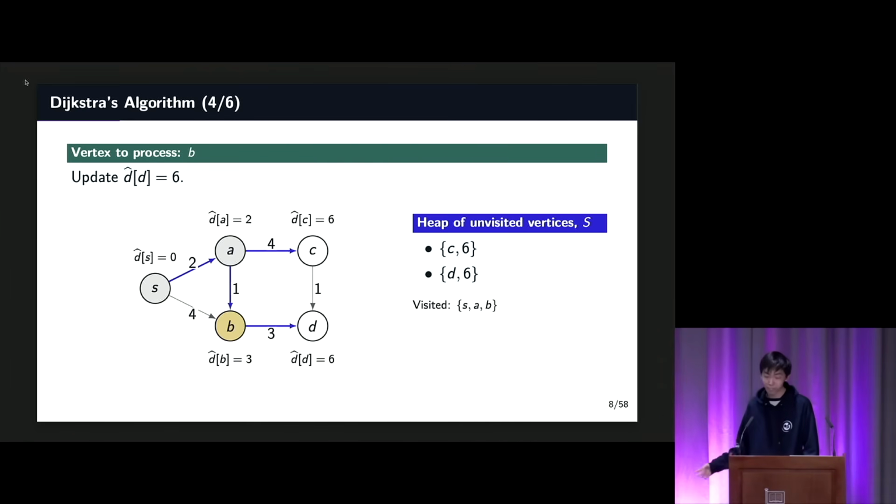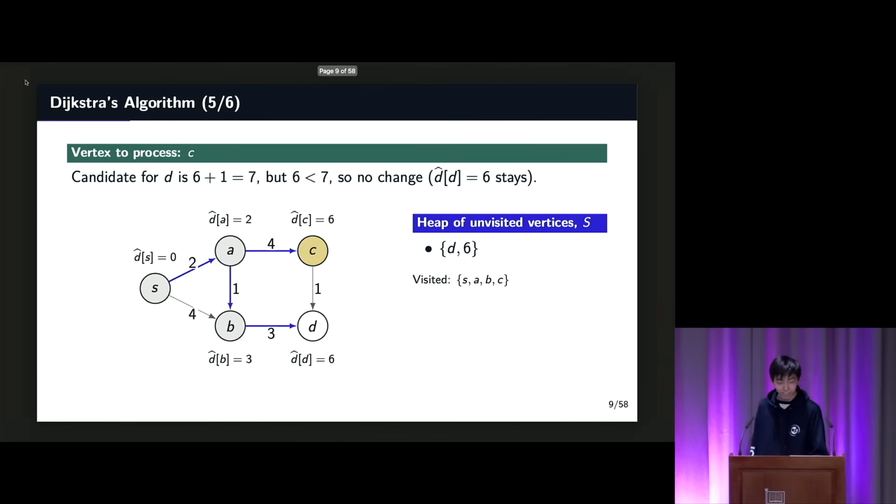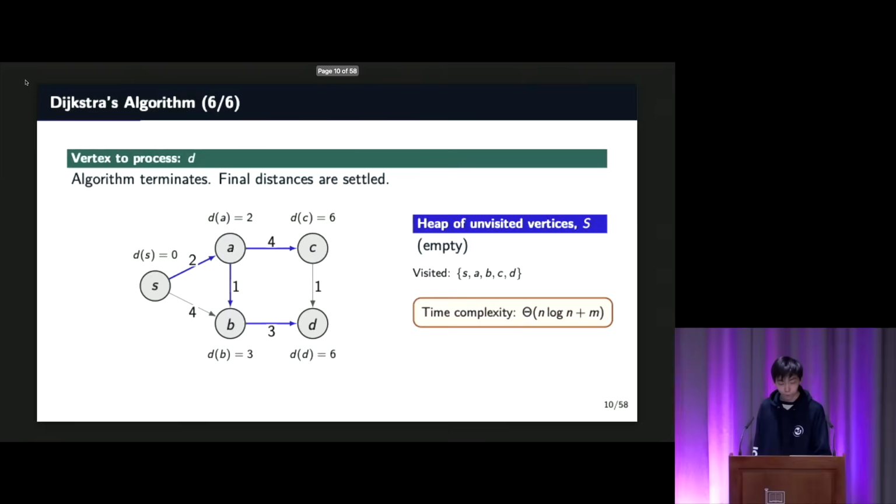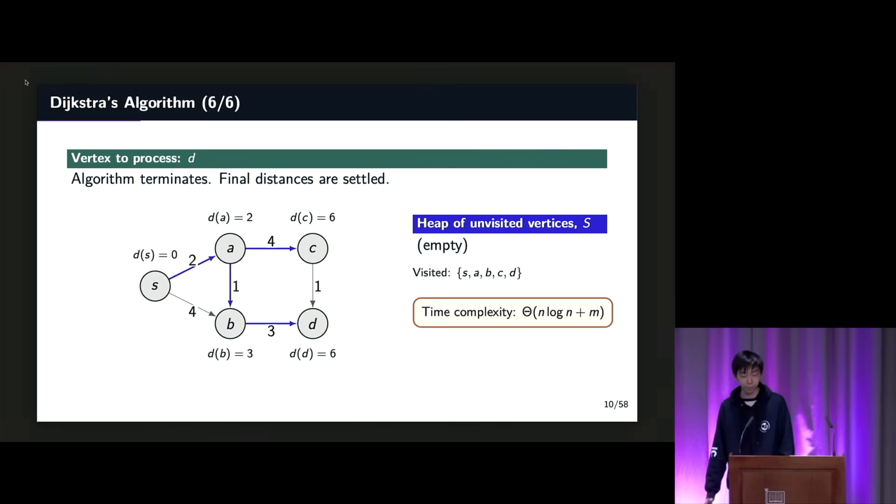I think it's probably clear what the gist of the algorithm is by now. We process vertex C next, followed by vertex D. Now, the final distances are settled and our algorithm terminates. That is Dijkstra's algorithm. It runs in n log n plus m time, where n and m are the number of vertices and edges respectively. Well, that's pretty good, right?